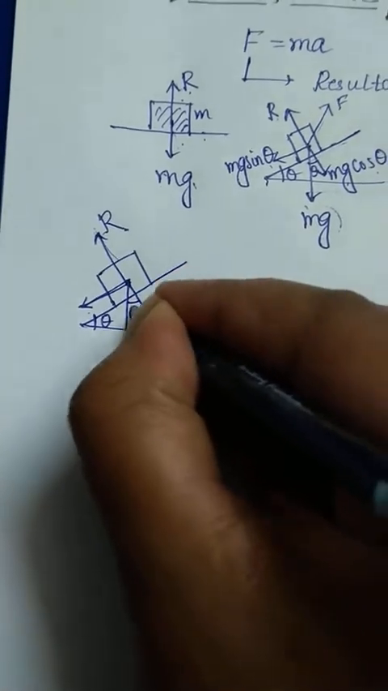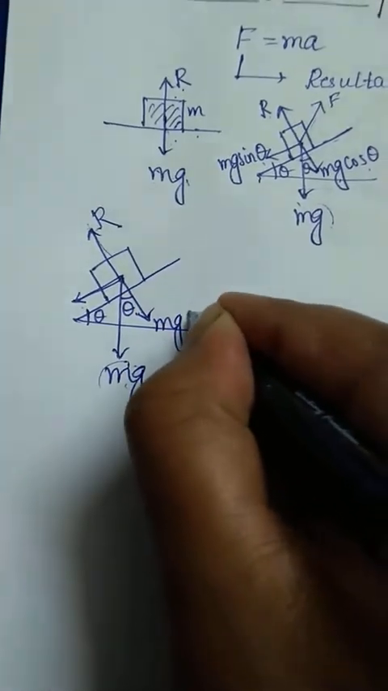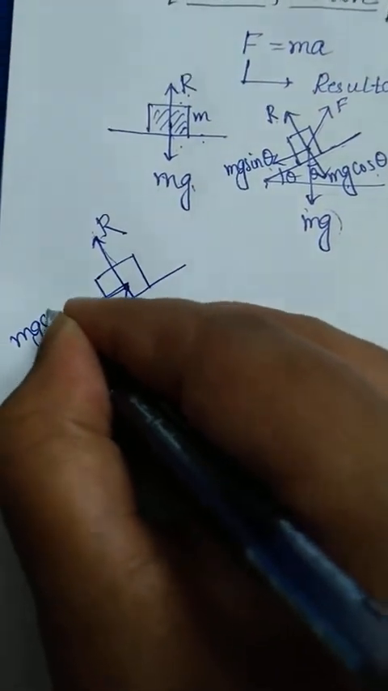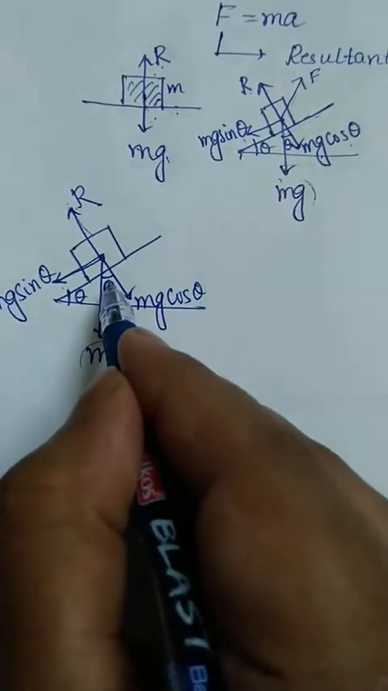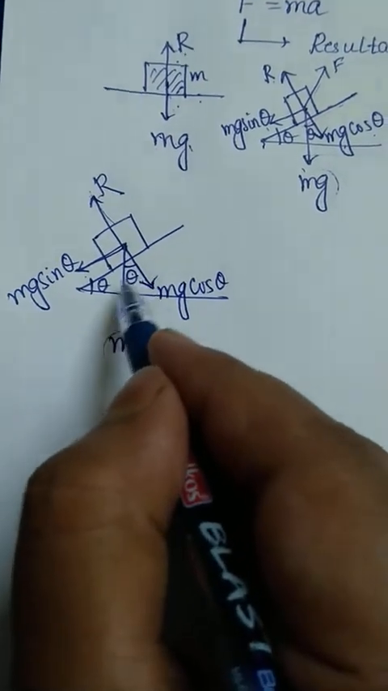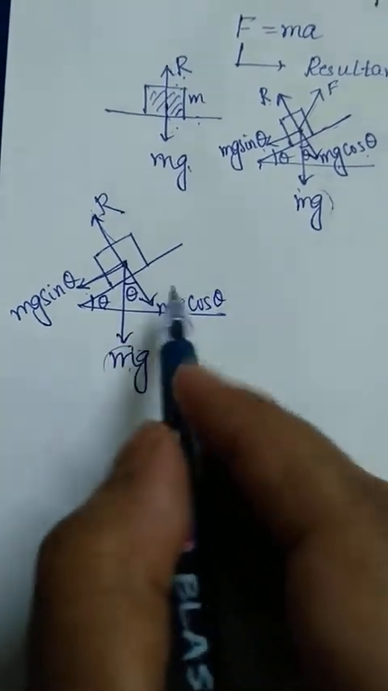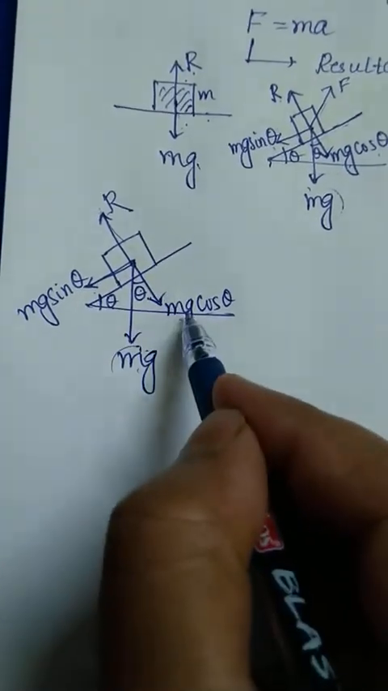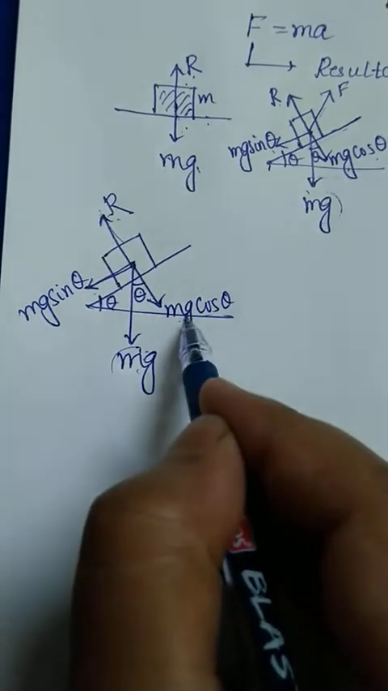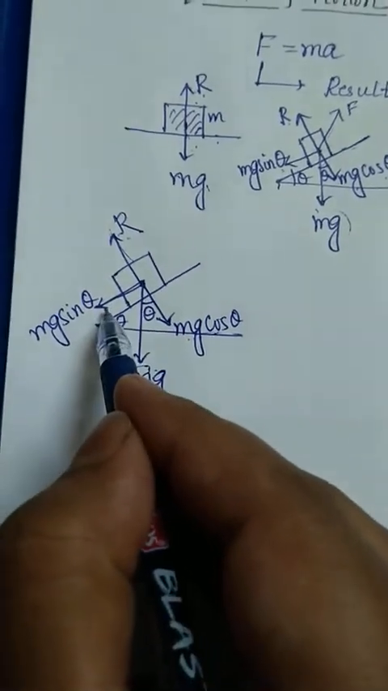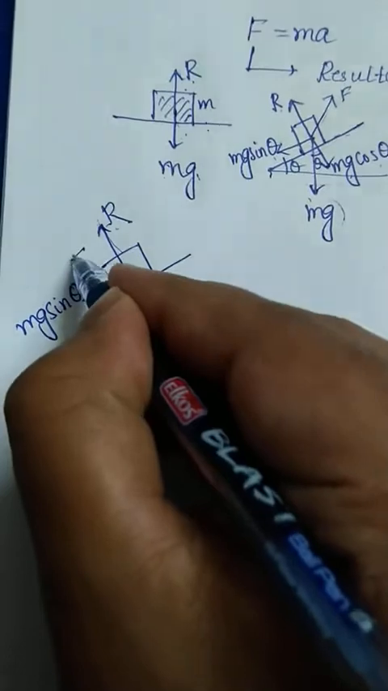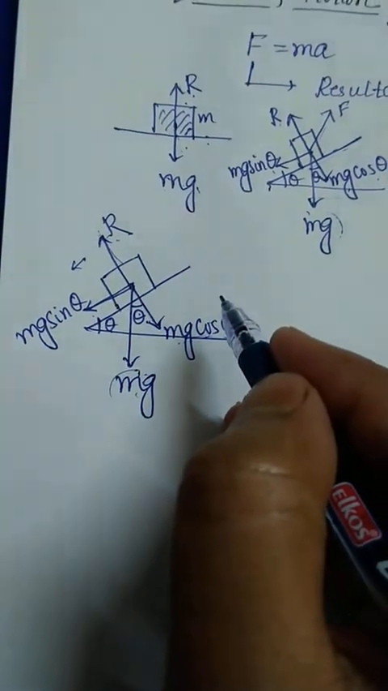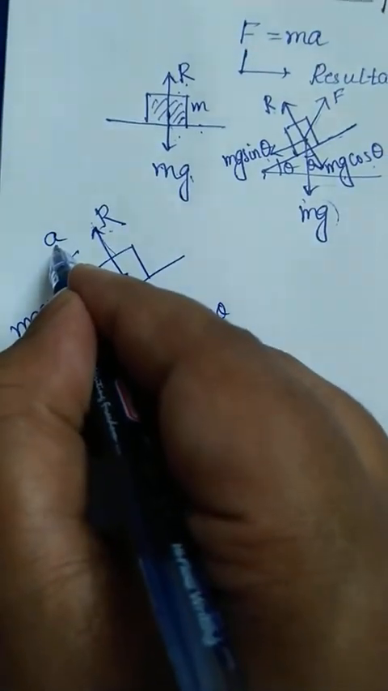Okay, so this is theta, so this will be mg cos theta, this is nearer to theta, and this will be mg sin theta. As this angle is theta, this angle will also be theta. Actually this is geometry, I'm not talking about this. So this is mg cos theta and this is mg sin theta. So R is the force which is equal to mg cos theta, and mg sin theta is the force for which the object will come downward. Let's say the object is coming downward with the acceleration a.